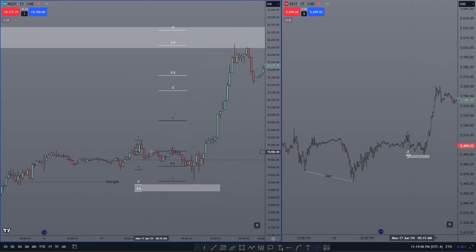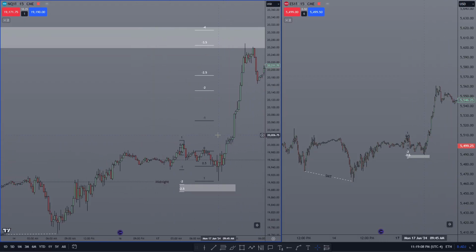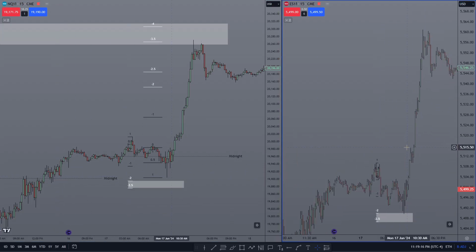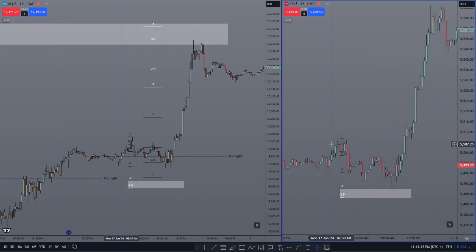So right here, our projection above midnight price, the manipulation here, we're projecting to the downside. We have 2 to 2.5 standard deviations resting below these lows. But let's look at the ES here. Same exact projection here where we saw SMT at the highs. There was SMT here, so we projected down. Look at that. The ES hits 2 to 2.5. Right there is your standard deviation, SMT.